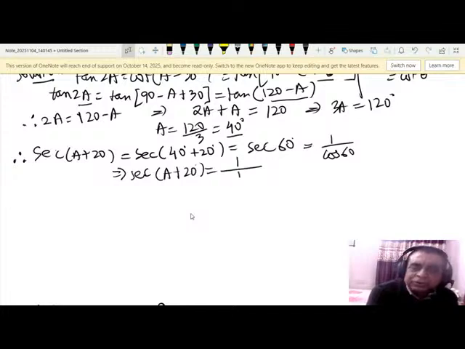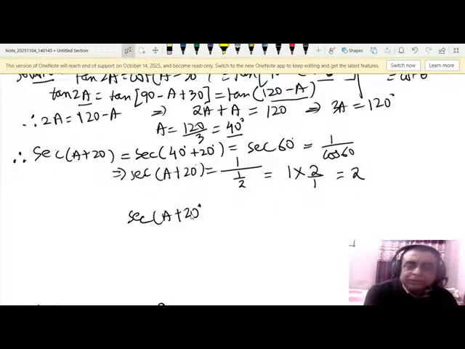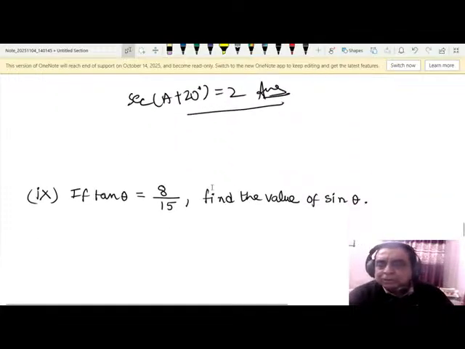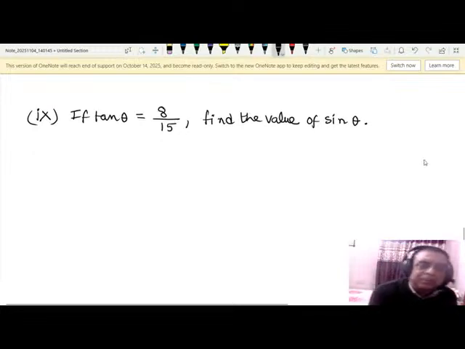So cos 60 value is half. So this is 1 divided by half. So that divide changes to multiply and write the reciprocal of the denominator. So this comes to 2. So sec (A plus 20 degree) value is 2. So that is the answer. Okay. Now we are moving to the next part, number 9.